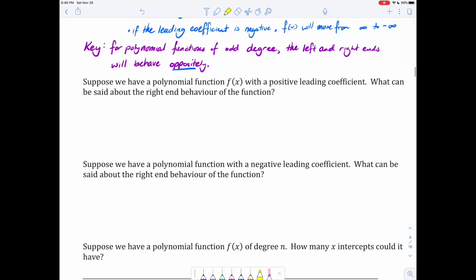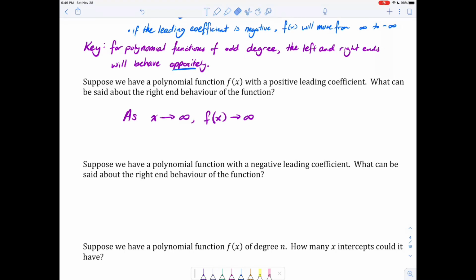Next up, suppose we have a polynomial function with a positive leading coefficient. What can we say about the right end behavior of the function? So specifically just the right end. Again, look at the functions we graphed. Ask yourself what we can say. See if you can get the answer, because I reveal this in 3, 1, 0.